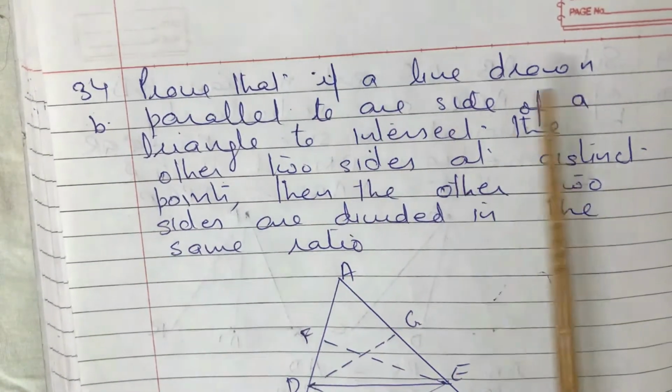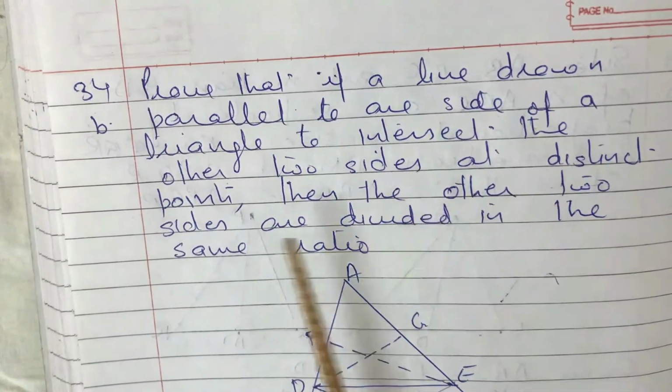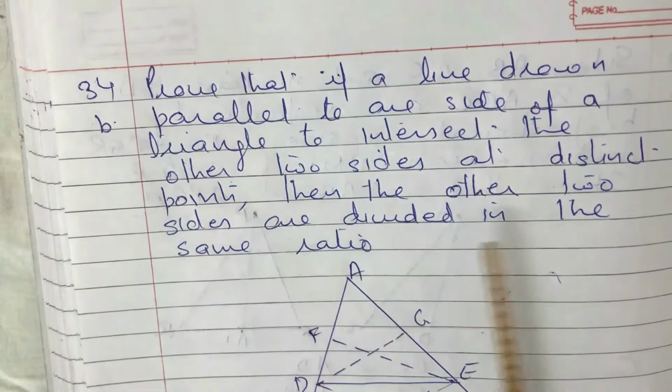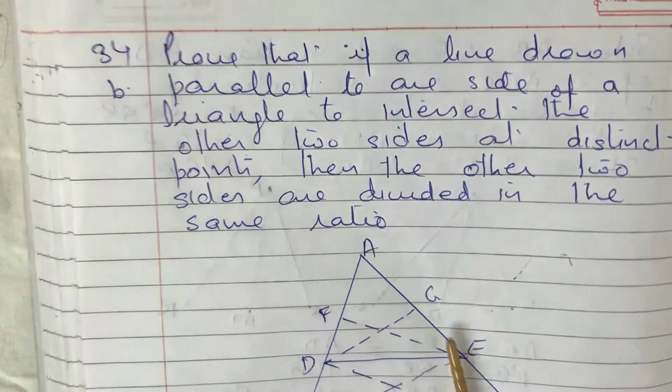Prove that if a line is drawn parallel to one side of a triangle to intersect the other two sides at distinct points, then the other two sides are divided in the same ratio. So this is our basic proportionality theorem.